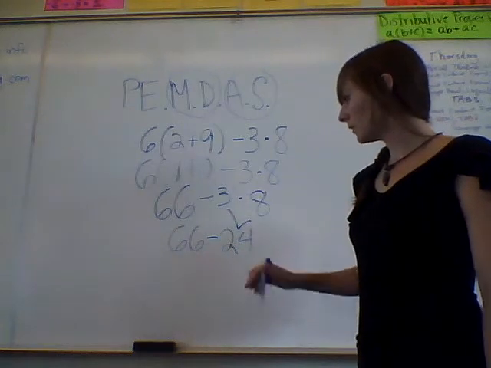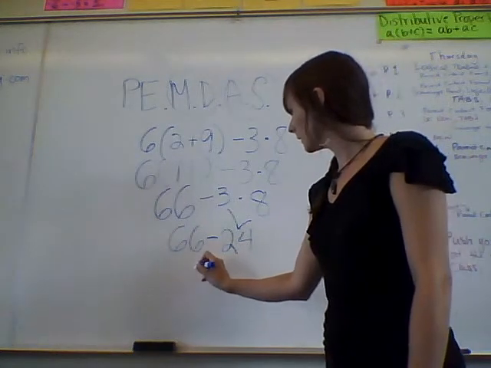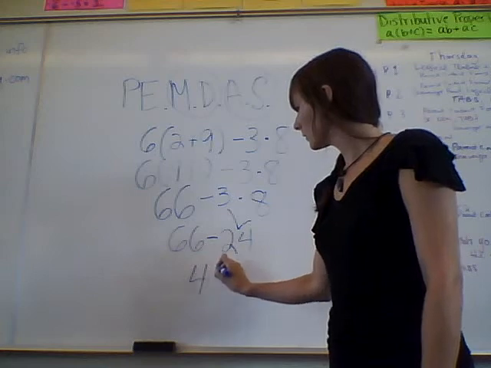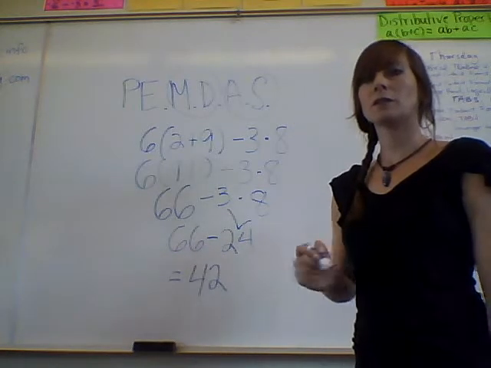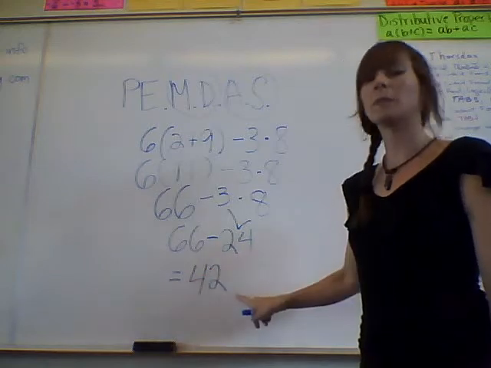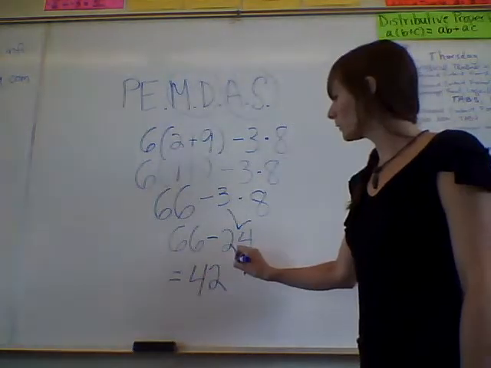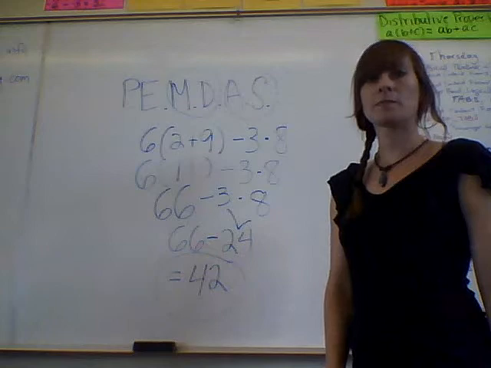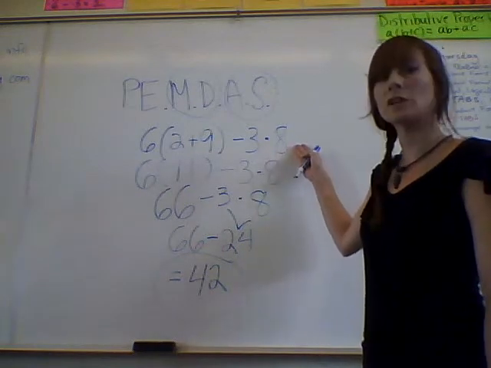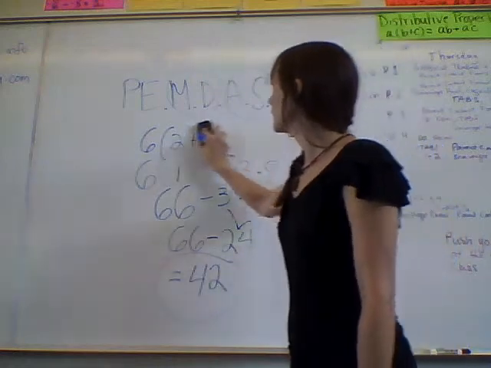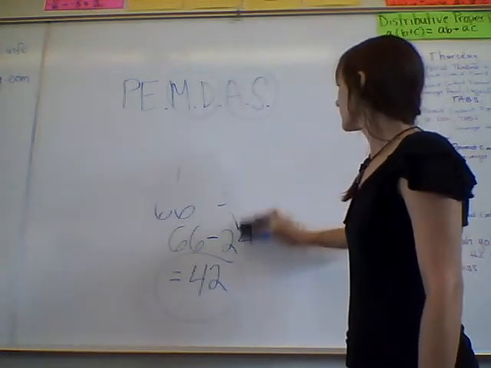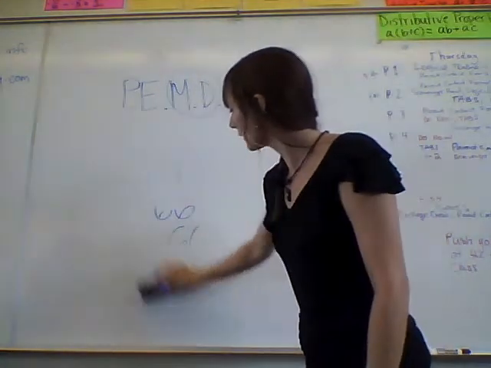66 minus 24 is 42. Is in math is also equals. Equals means is. So equals 42. That's the answer. So we've evaluated this expression using the rules of PEMDAS, which is also called order of operations. They go hand in hand. They're the same thing.